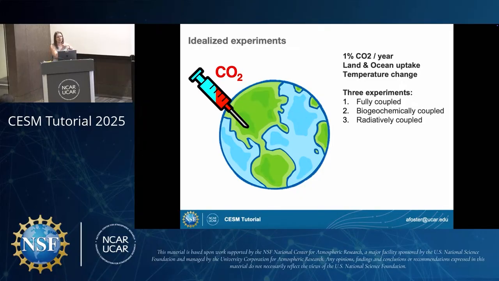So we can do fully coupled, where all the components are coupled together. It's all feeding back on each other. We can just do biogeochemically coupled, meaning that the land and the ocean see that there's increasing CO2, but it's not affected by increasing temperature, the temperature staying the same. Or we can look at radiatively coupled, meaning that the plants don't see any extra CO2, but we are seeing the temperature change. And so we can look at what happens to, let's see, the land sink.